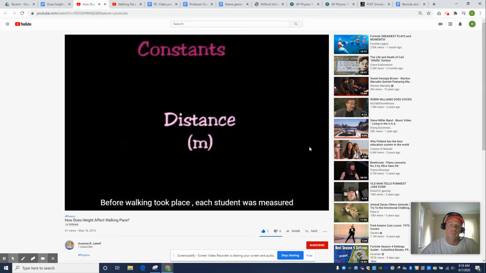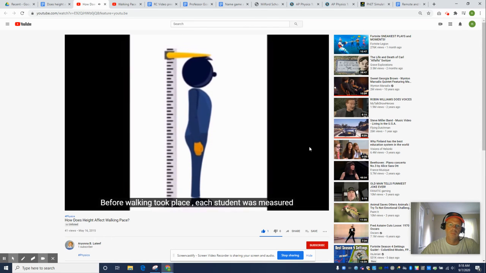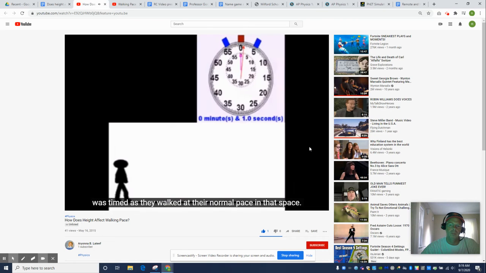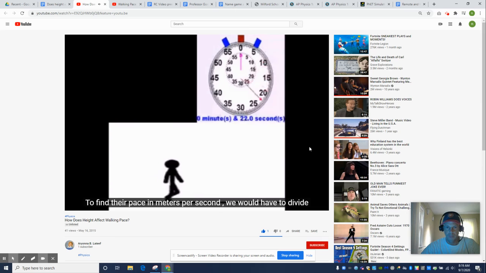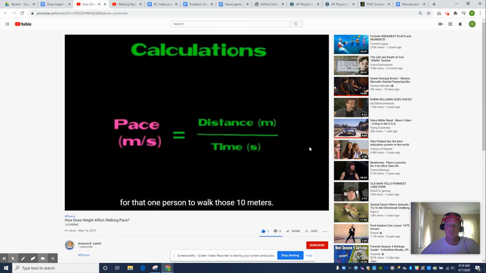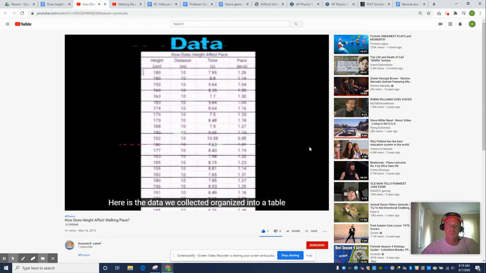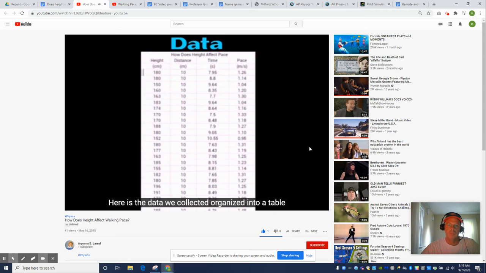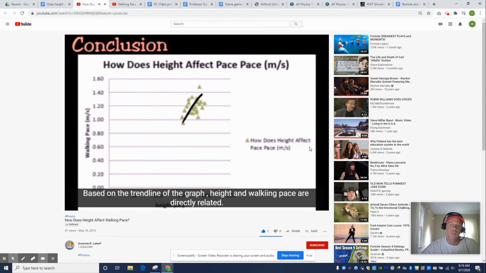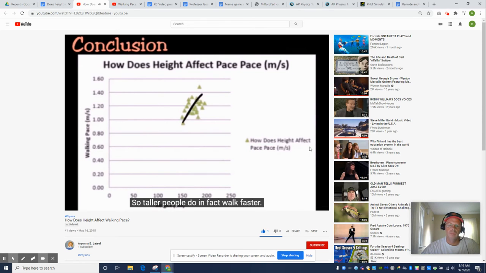Before walking took place, each student was measured. Then a 10-meter walking space was marked and each student was timed as they walked at their normal pace in that space. To find their pace in meters per second, we would have to divide the 10-meter distance by the time it took for that one person to walk those 10 meters. Here are the data we collected organized into the table. Based on the trend line of the graph, height and walking pace are directly related, so taller people do in fact walk faster.